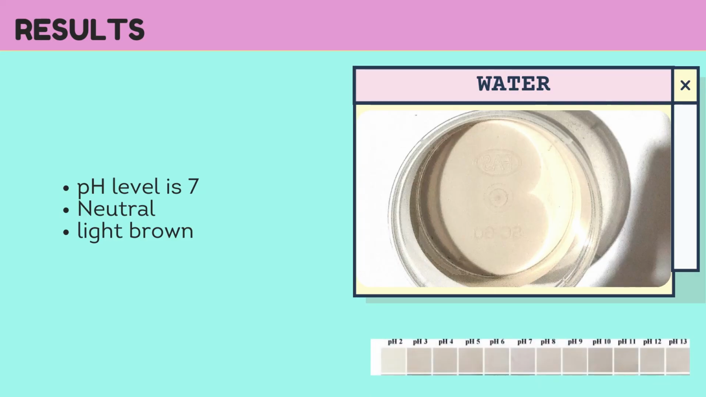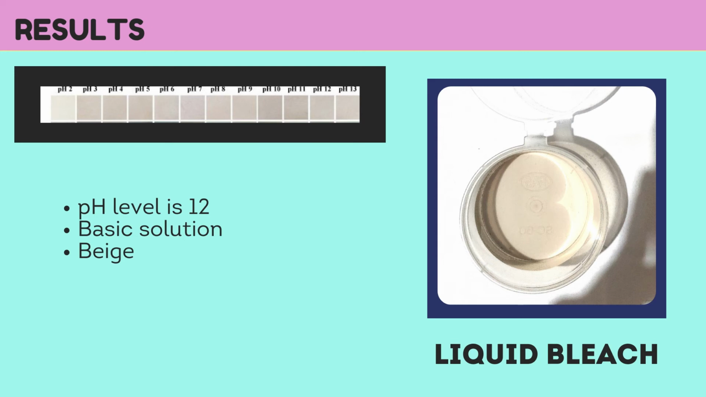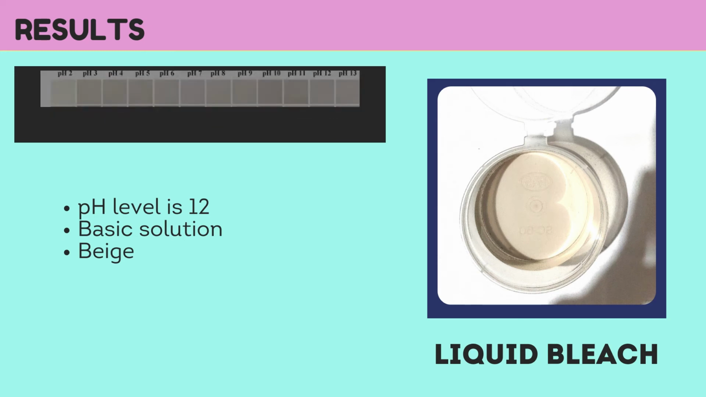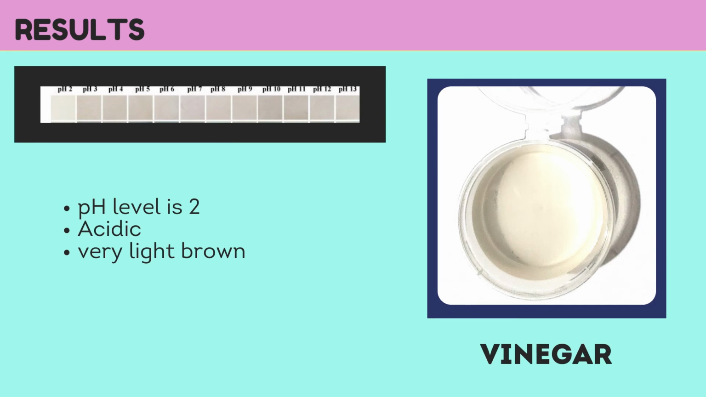While in our water sample, the color did not really change. But due to the color of our eggplant pH indicator, it reveals the color of light brown. This means that our water sample is neutral and has a pH value of 7. The liquid bleach, showing a beige color, expresses the pH 12 in the chart, which means it is a basic solution. Lastly, the vinegar manifests a very light brown color, which indicates that it has a pH value of 2 and is the only acidic solution in the experiment.